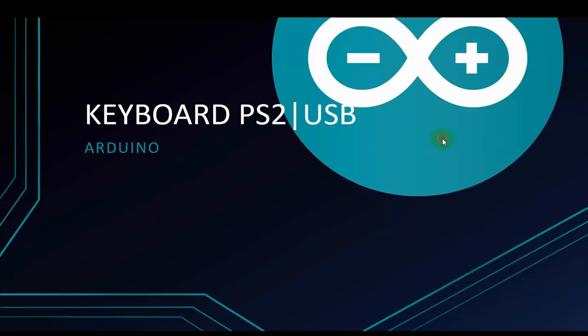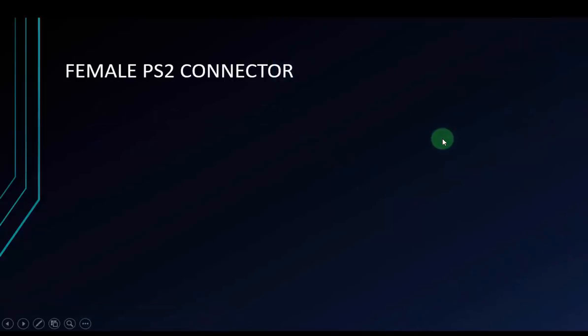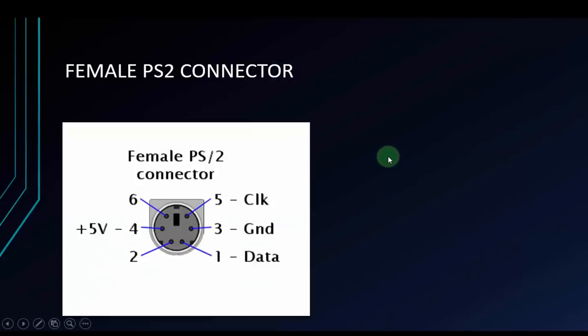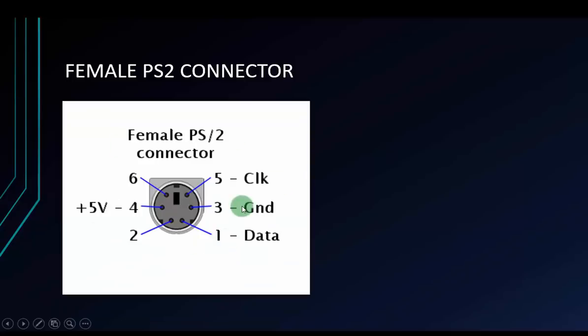First, I will introduce you to the female PS2 connector. This is the female PS2 connector. It has 6 pins, but we just use 4 pins. We don't need to use pin 6 and pin 2, okay? The 4 pins left are clock, GND, data, and 5 volt supply power.